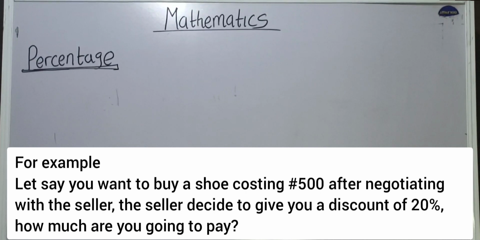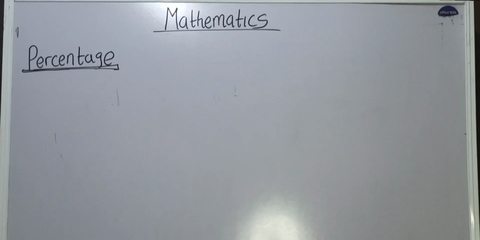If the seller decides that I'm giving you a 20% discount on the cost of 500 naira of the shoe that you want to buy, how much are you going to pay? After completing this class, you will be able to solve this problem and other problems on percentage. Okay, let's go through some work examples.